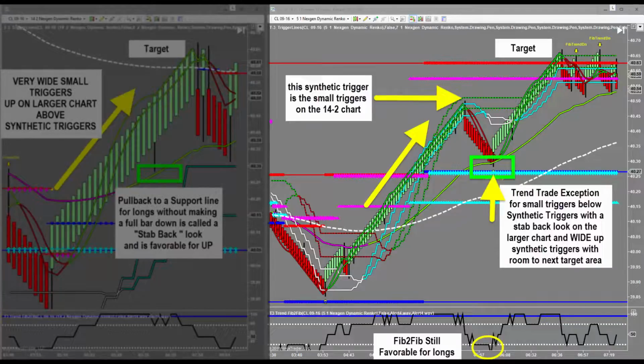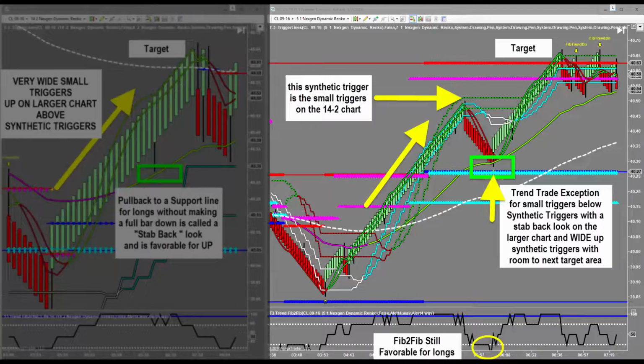Now keep in mind, the synthetic trigger, the large one on the 5-1 chart, is the small trigger on the 14-2 chart. So you can use the synthetic trigger on your 5-1 chart as a visual clue. If it's still going sideways, which means you're putting in a retracement on the larger chart, and hasn't pinched or rolled against you, you can continue to take trend trades as long as you've got plenty of room to your target and you're doing so from a key support area. So this is a really good look for our trend trade exception.